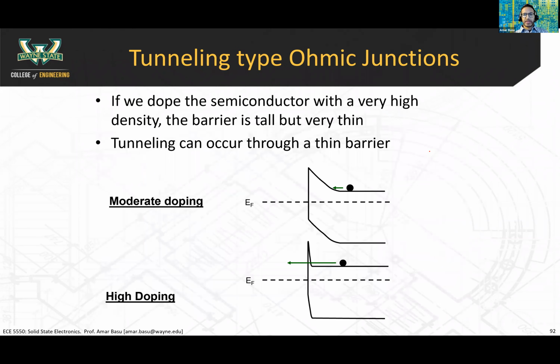All right. There's one more type of ohmic junction I'd like to cover, and that is the tunneling type ohmic junction. Corey was asking a question about tunneling in metal semiconductor junctions earlier when we were talking about the behavior in reverse bias. But tunneling does happen, and you can actually take advantage of tunneling to get a nice current flow even when you're not in reverse bias. And this is how it works.